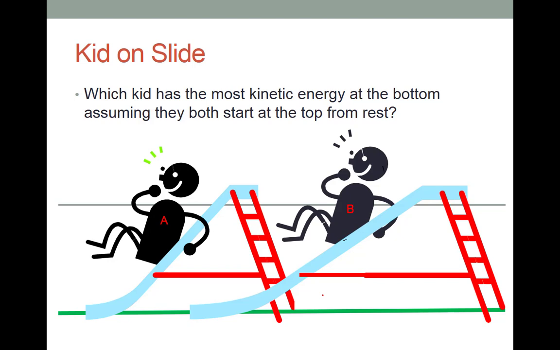Next, let's consider two kids on a slide. So you can see we have kid A and kid B. They both start from rest at the top, and you can see the height of the slides is the same. So the question is, which kid is moving quickest at the bottom, giving them the most kinetic energy? And typically the answer I get is child A.